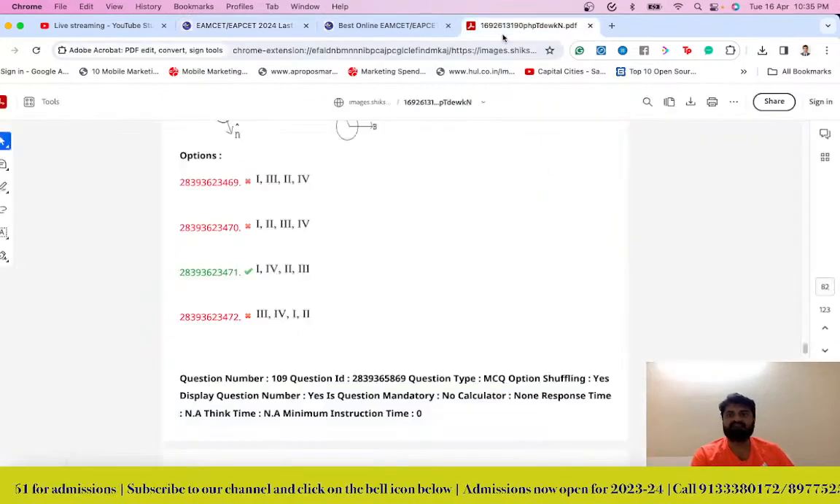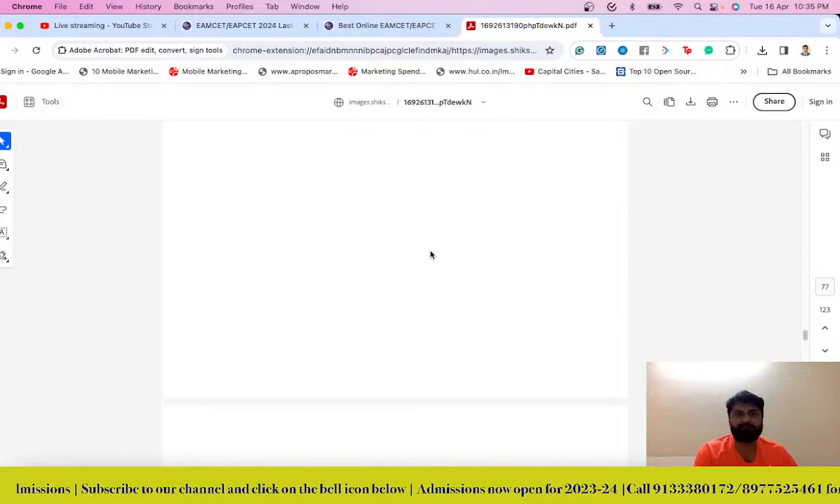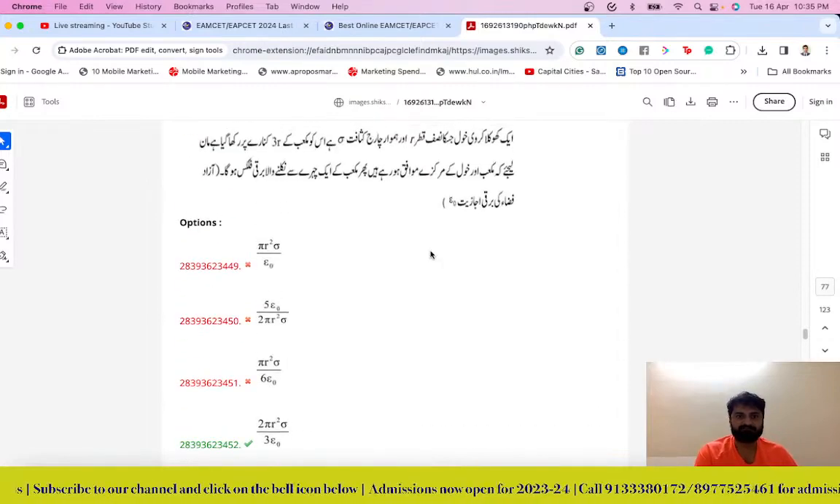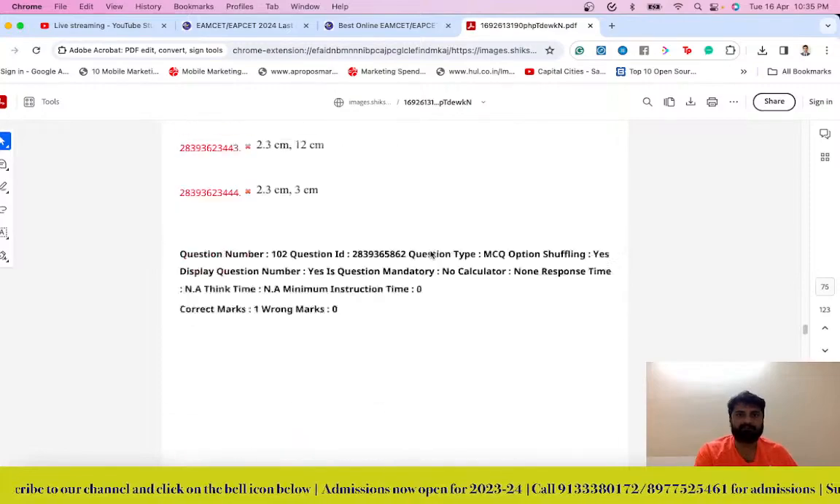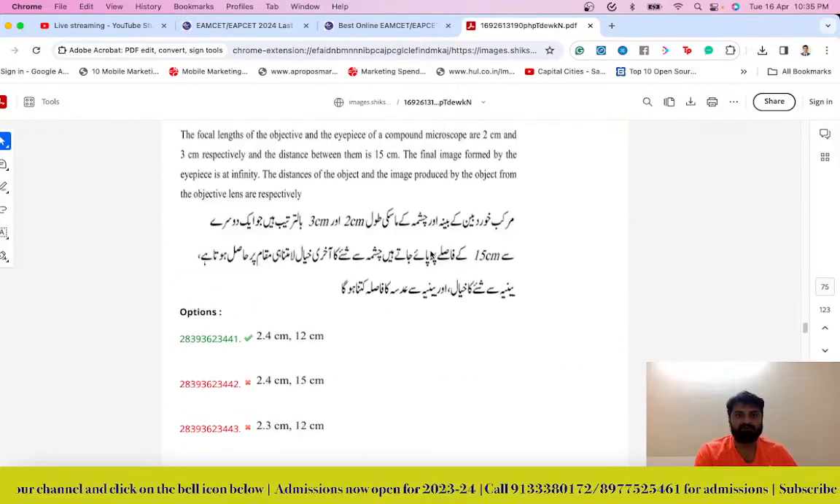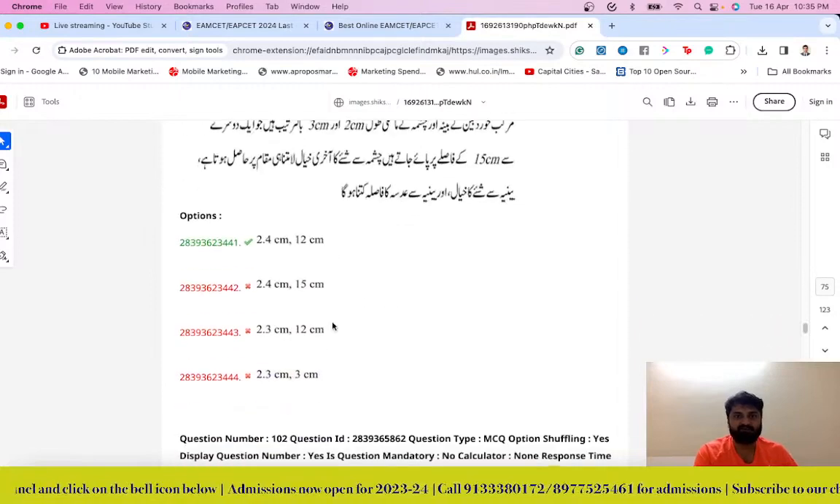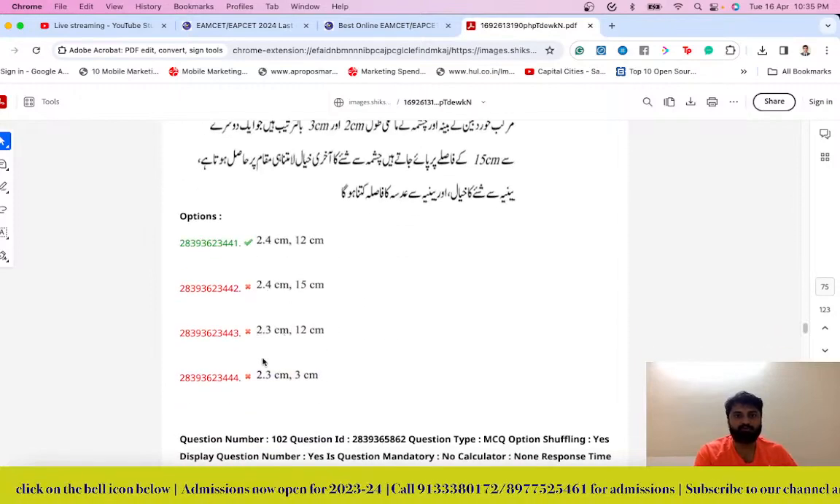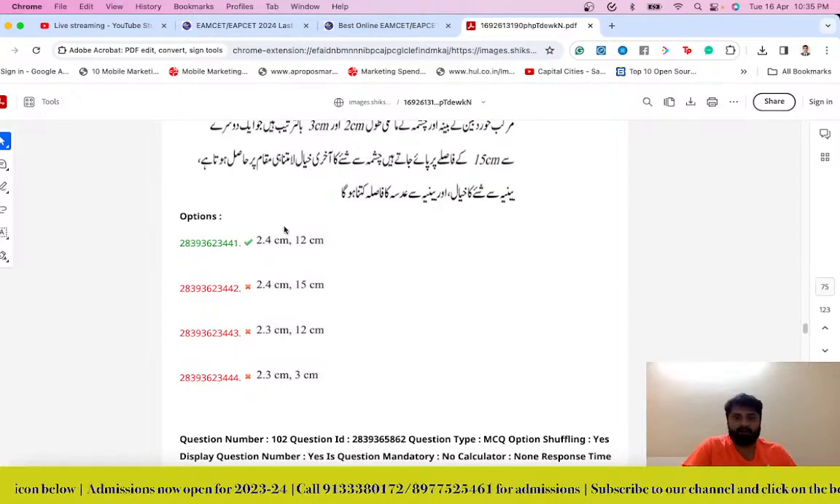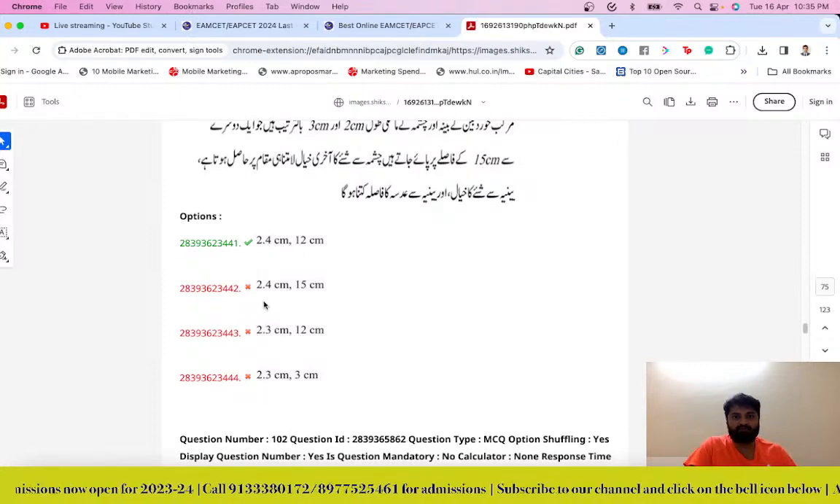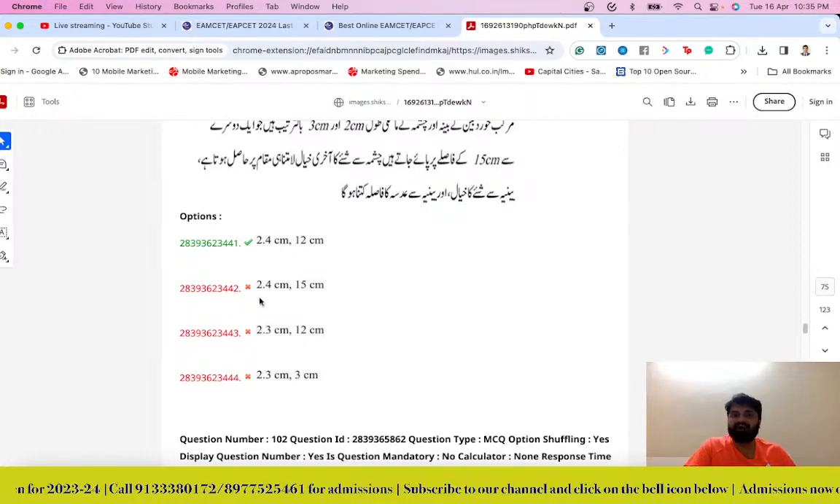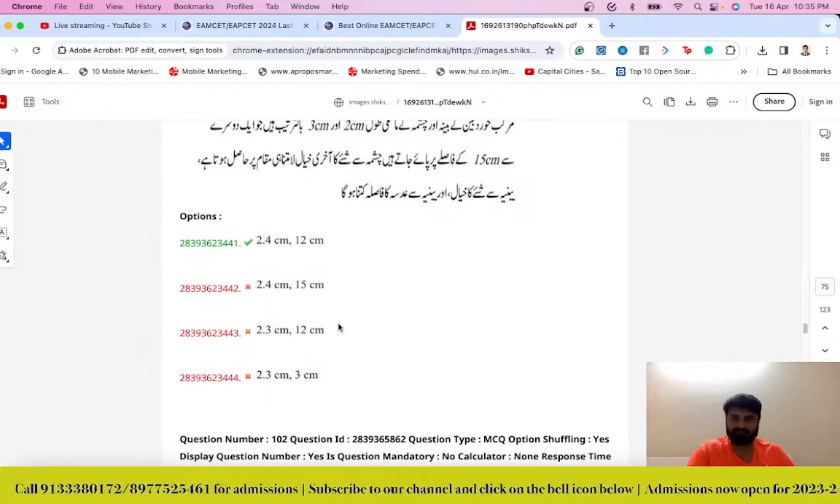And see again, this is the response sheet. So let's see if we can apply a few of our cheat codes here. Now look at this question. Look at the options: 2.4, 2.4, 2.3, 2.3, 3, 12, 15, 12. Now observe, what is common in the first slot? In the first slot, the common is 2.4. In the second slot, the common is 12. Which has 2.4 and 12? Either first or third. Like that.